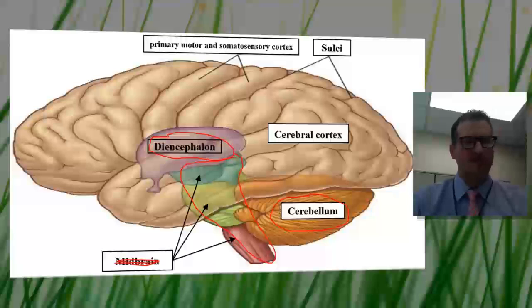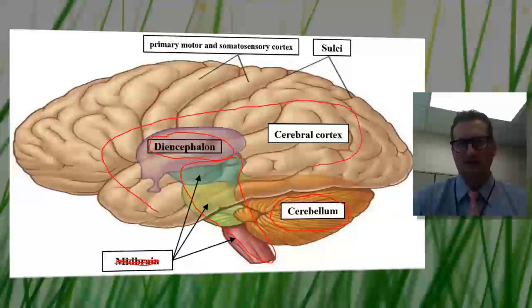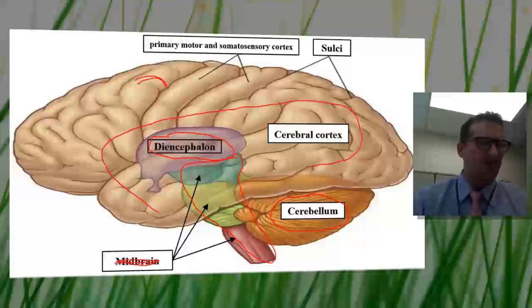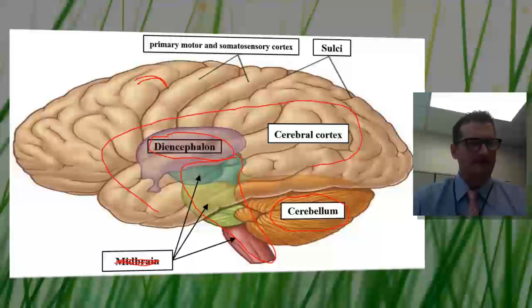The cerebrum is the largest portion of the brain. Obviously, you can see that it extends all the way around here. Thick ridges called gyri are these ridges in between the shallow grooves called sulci. Deep sulci are called fissures. So if they're really deep, you can see here, this would be a fissure. The more shallow ones are called sulci, like this.